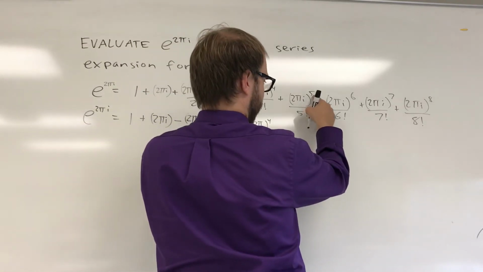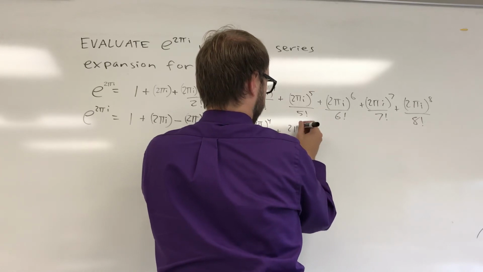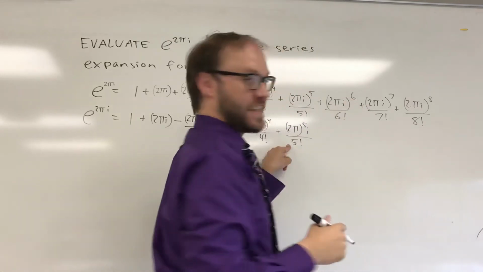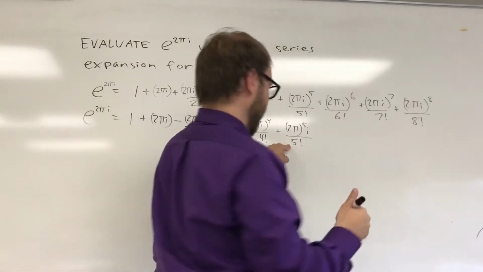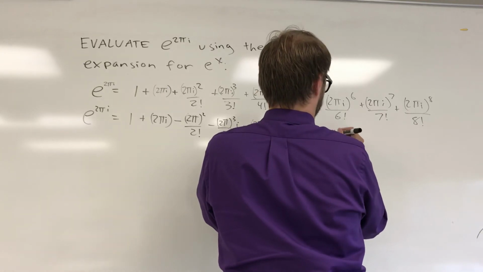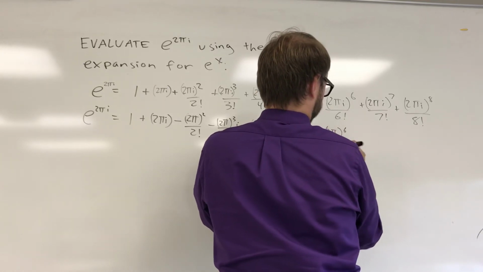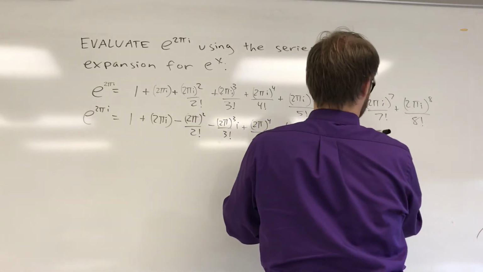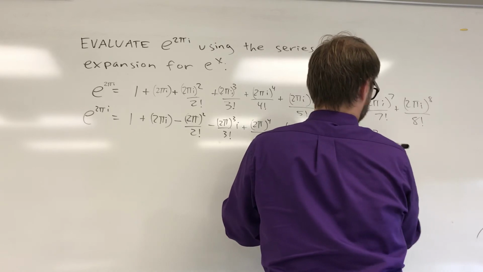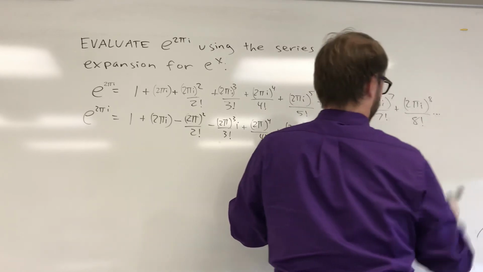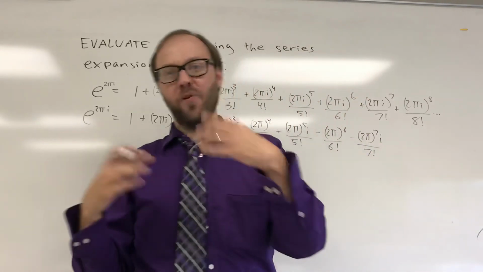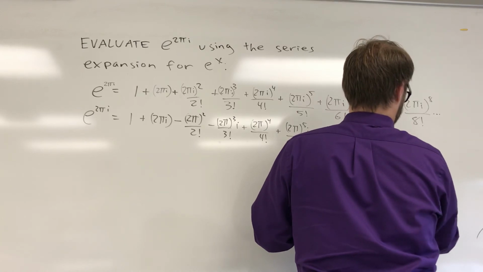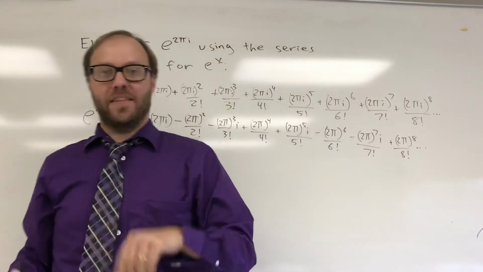i to the 5th power is equal to i, so that would be plus 2 pi to the 5th times i over 5 factorial. i to the 6th is the same thing as i to the -2, which is -1, so that's going to be minus 2 pi to the 6th over 6 factorial. i to the 7th, same thing as i cubed, which is -i, so that's going to be minus 2 pi to the 7th times i over 7 factorial. And then finally, i to the 8th is the same thing as i to the 4th, which is the same thing as 1. So that's going to be plus 2 pi to the 8th over 8 factorial. And that continues on infinitely, all right?